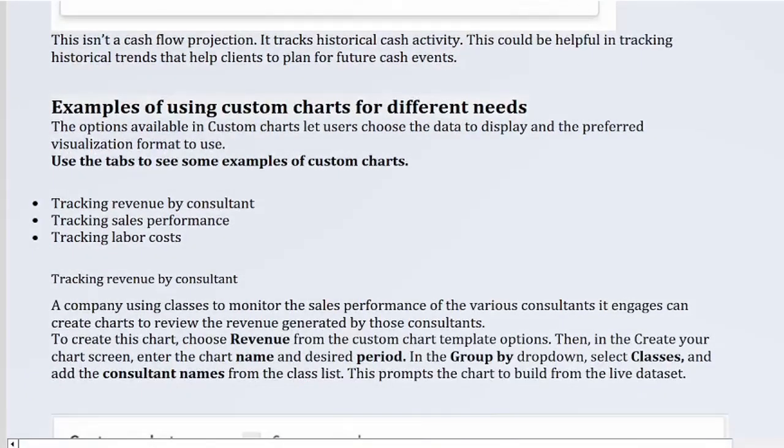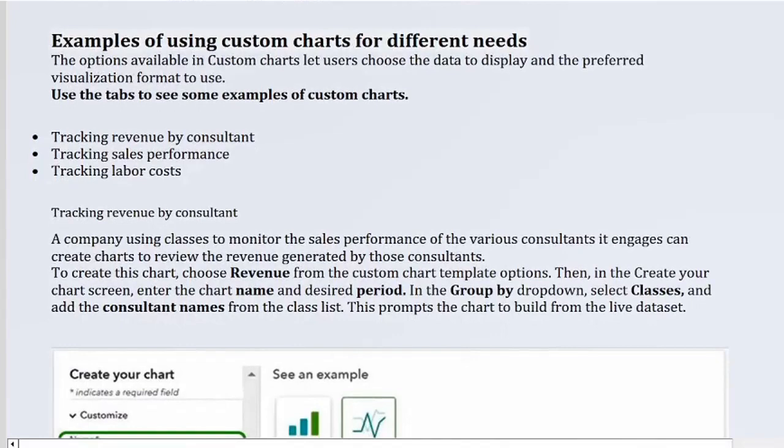Examples of using custom charts for different needs. The options available in custom charts let users choose the data to display and the preferred visualization format to use. Use the tabs to see some examples of custom charts. Tracking revenue by consultant. Tracking sales performance. Tracking labor costs.